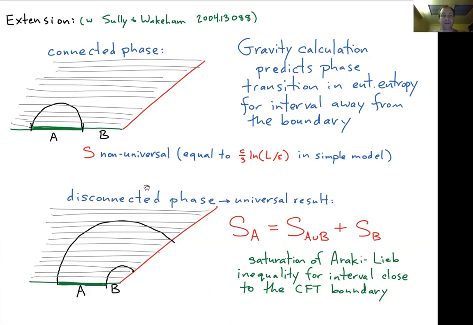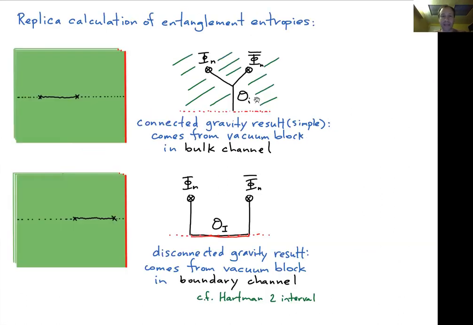Now, the fact that these answers you get by throwing away everything and just keeping the vacuum block contributions shows up in a similar calculation for two intervals in a bulk CFT.